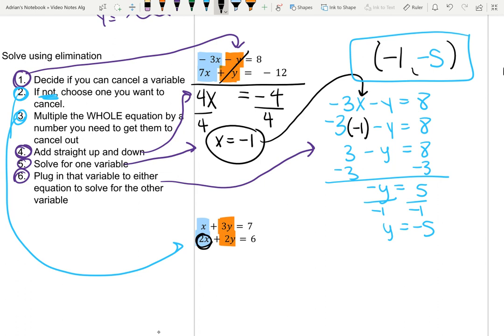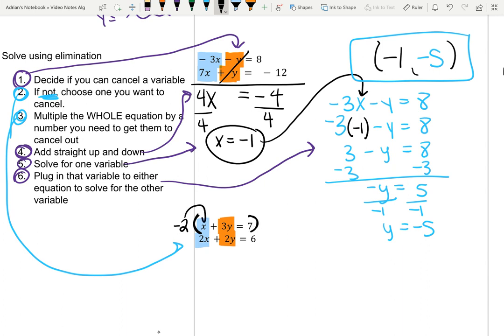So if this is a positive 2x, I want to think, how can I get this to become negative 2x so that when I add them, they become 0? So erase that. So what can I multiply x by to make it become negative 2x? Negative 2. So I'm going to take negative 2 and multiply it by this equation. However, you can't just randomly multiply a letter. You have to do the whole thing.